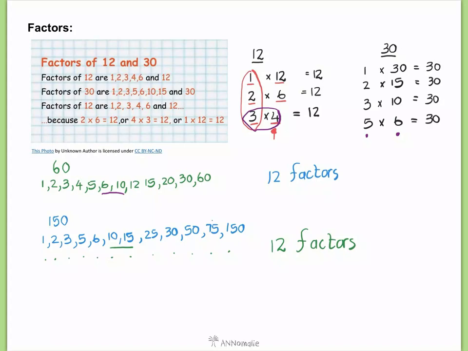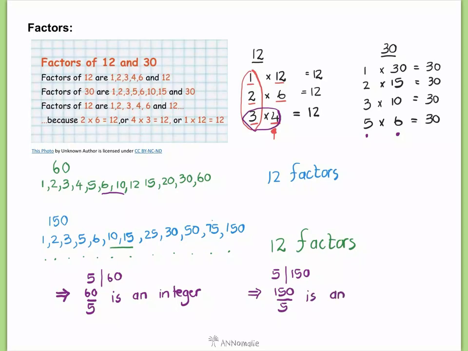Now, let's have a quick look at notation. We could say that 5 is a factor of 60. Therefore, 60 divided by 5 is an integer and leaves no remainder. Likewise, we could say that 5 is a factor of 150. Therefore, 150 divided by 5 is an integer without any remainder.